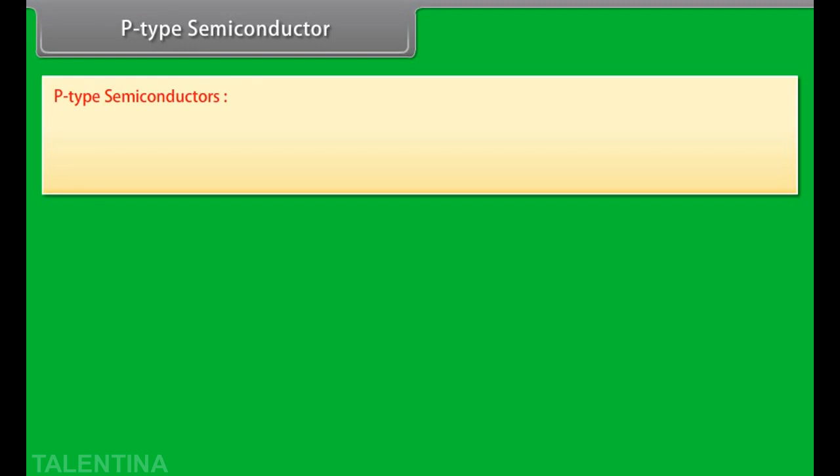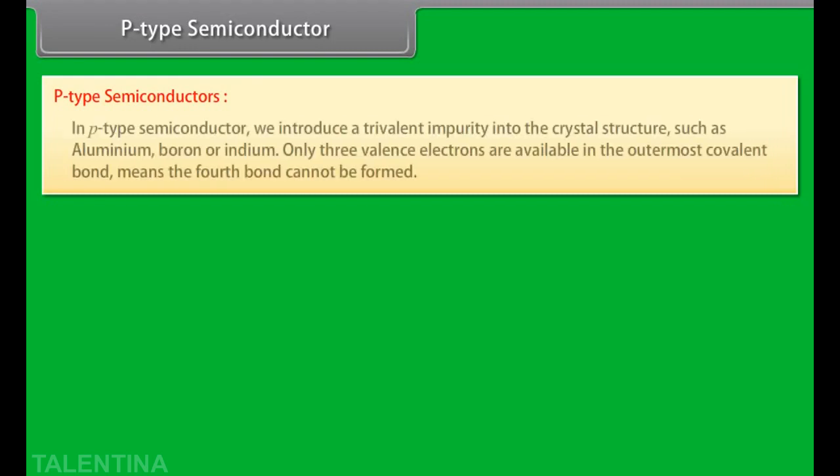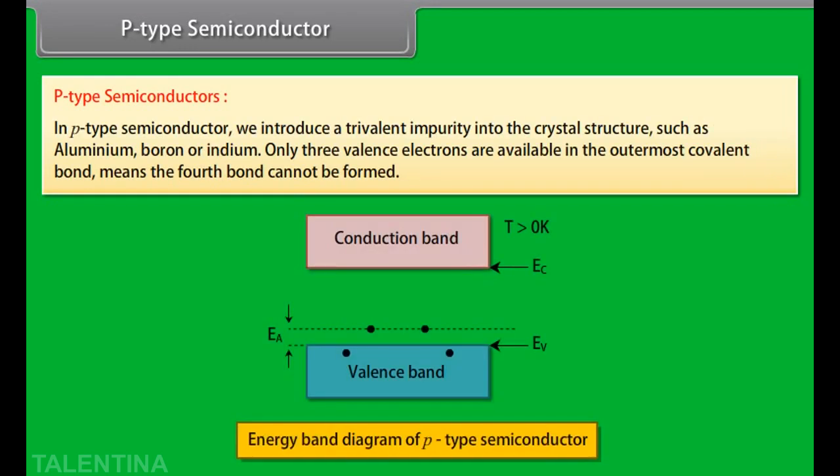P-type semiconductors. In a P-type semiconductor, we introduce a trivalent impurity into the crystal structure, such as aluminium, boron, or indium.